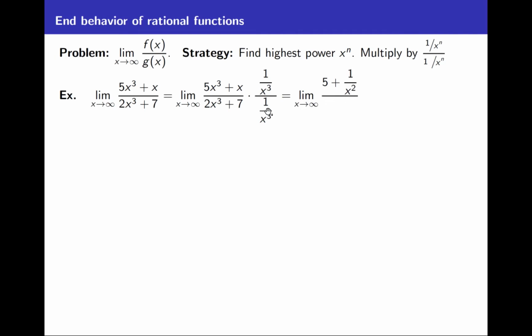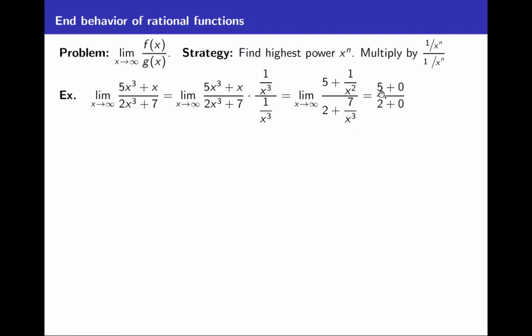Whereas on the bottom, the 1 over x cubed times the 2x cubed becomes a 2, and the 1 over x cubed times the 7 becomes a 7 over x cubed. Now if you look at the limit here, x is going to infinity, so we know that 1 over x squared is approaching 0. And likewise, 7 over x cubed is approaching 0 as well. We're using those two fundamental facts that we had on the previous page.